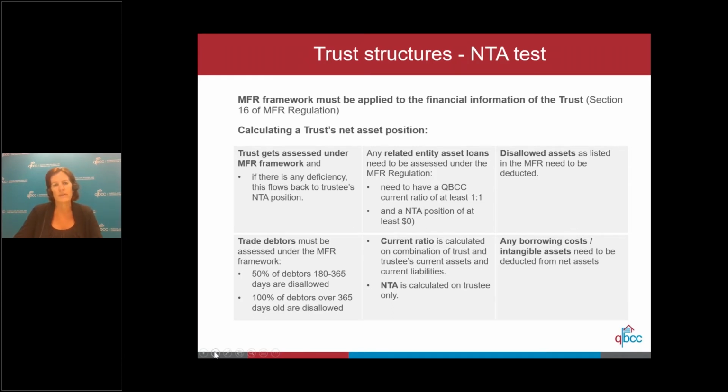So that means if the trust records one of those items as an asset, they have to be disallowed by the legislation. If the trust records borrowing costs or goodwill, these amounts need to be deducted. QBCC doesn't have the discretion to allow any disallowed assets in calculations. It's not that we're being pedantic or trying to be difficult. It's that we are bound by the law when we assess the financial information provided.